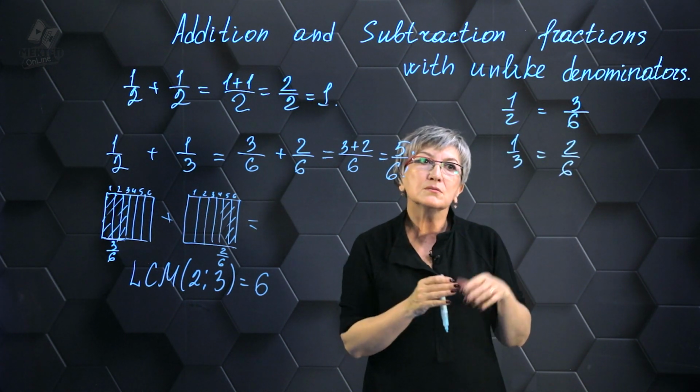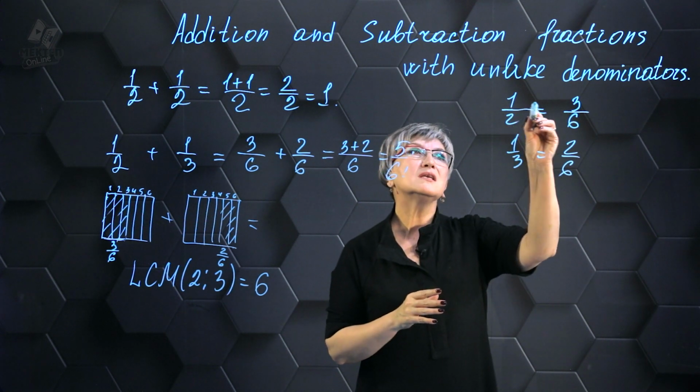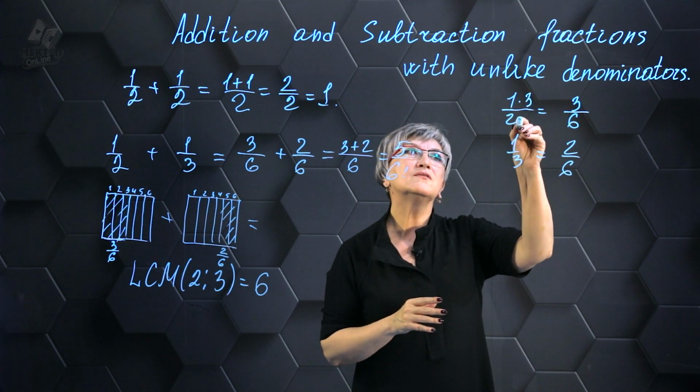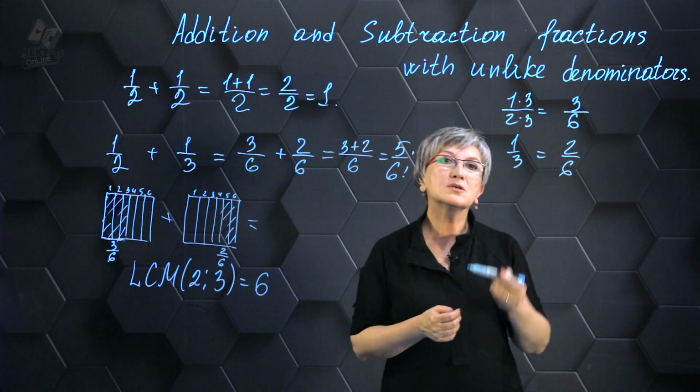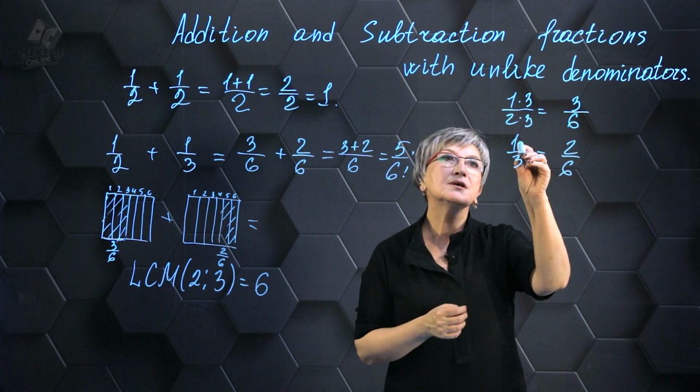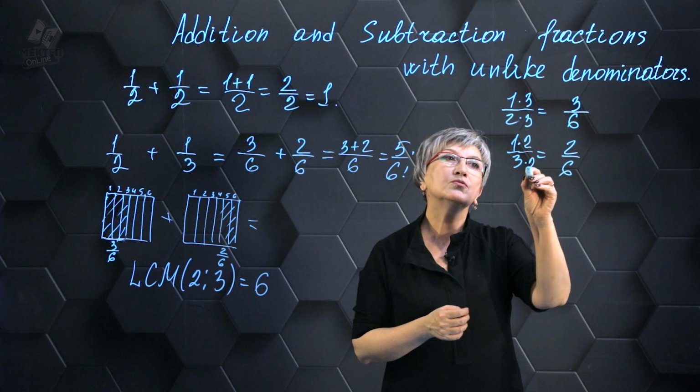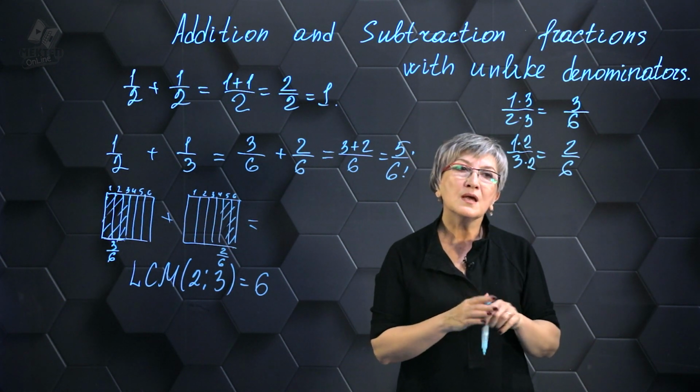How did this turn out? Oh, you know perfectly well. So if I multiply 1 by 3 and 2 by 3, I will get 3 and 6 as the respective results. In this particular case, if I were to multiply 1 by 2 and multiply 3 by 2, the outcome would be 2/6.